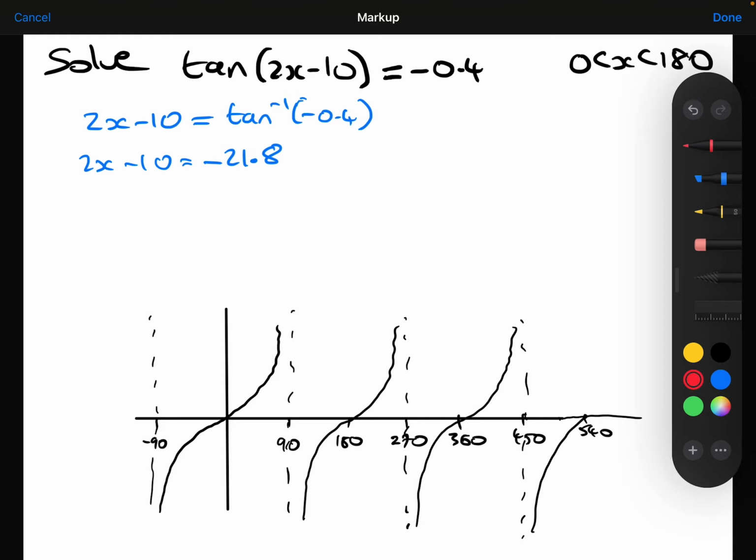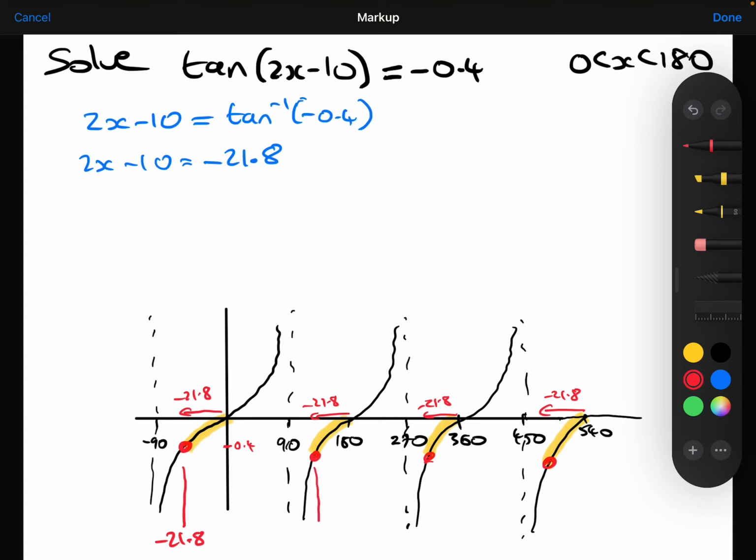Right, when is the tan graph equal to minus 0.4? Minus 0.4 is roughly down there. So it's equal to minus 0.4 here, here, here, and here. Using the symmetry. So my calculator told me that this was minus 21.8. So this is going to be minus 21.8. This is going to be minus 21.8. This is going to be minus 21.8. So I had one answer as the minus 21.8.